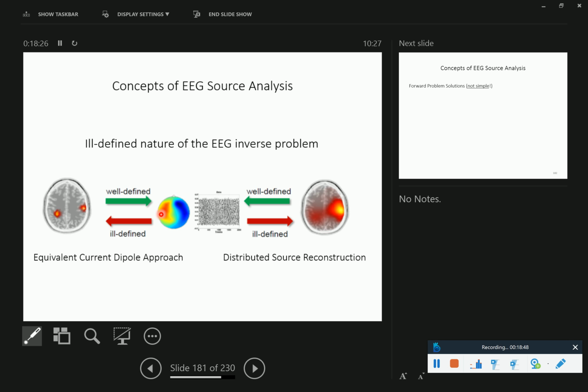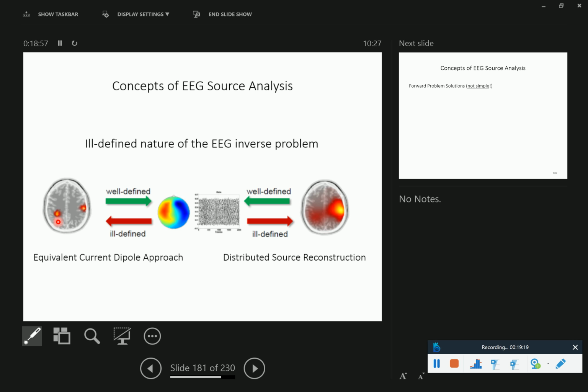The other way around, if you know what's happening on the scalp, it's not necessarily clear what's happening inside the brain, because you can have multiple configurations of, for example, dipoles or distributed sources that explain the same scalp topography, and you have what is known as an ill-defined problem, which then requires some constraints to actually be able to estimate a solution.